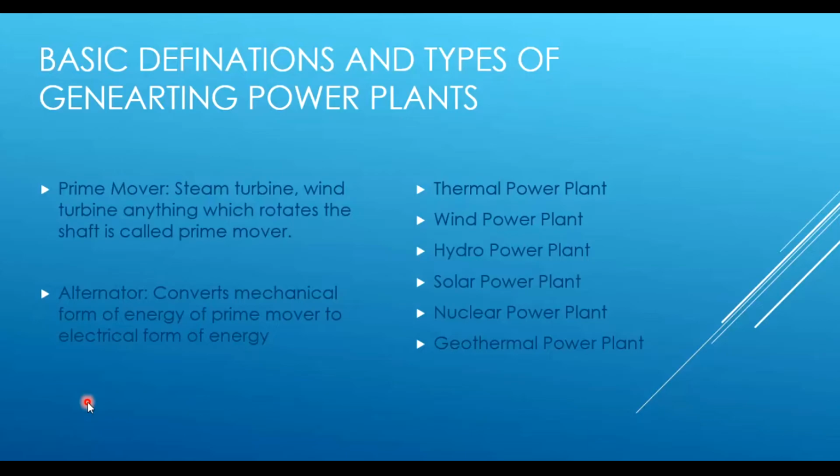So, the basic types of power plant. What are the types of power plant? Thermal power plant, and wind power plant, where wind energy is used to generate electric power. Hydro power plant, where the water's potential energy is used to generate electric power. Then solar power plant, where light energy is used. Then nuclear power plant, where nuclear elements are used to generate electricity. And then comes the geothermal power plant.